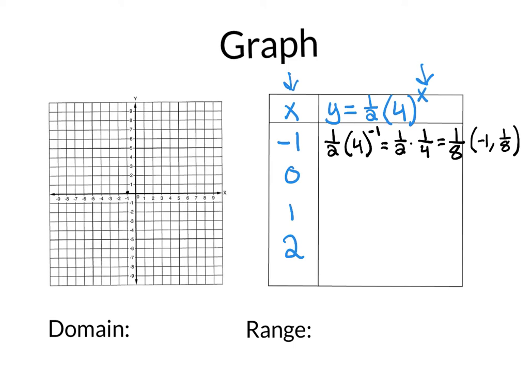Okay, so now plug in 0. So 1/2 times 4 to the power of 0. 4 to the power of 0 is 1, and 1/2 times 1 is 1/2. So I'll plot the point 0, 1/2. So for 0, I'm going to go up halfway.